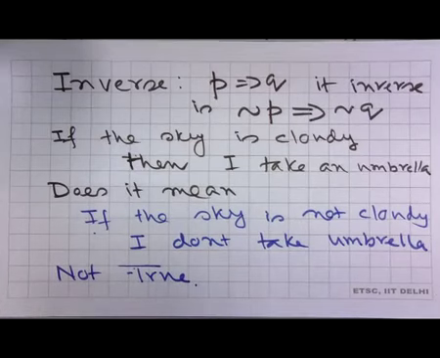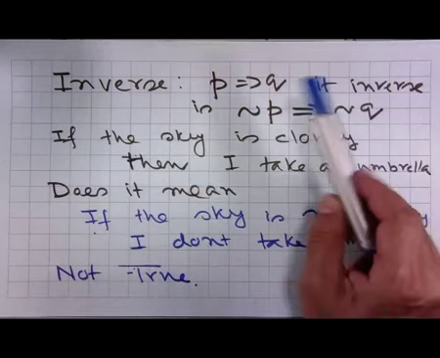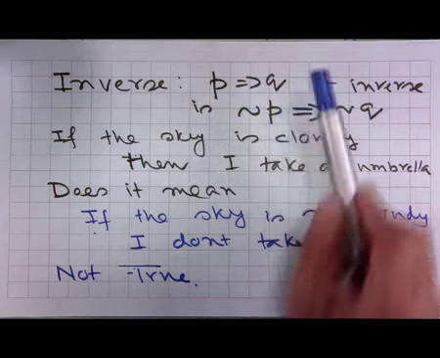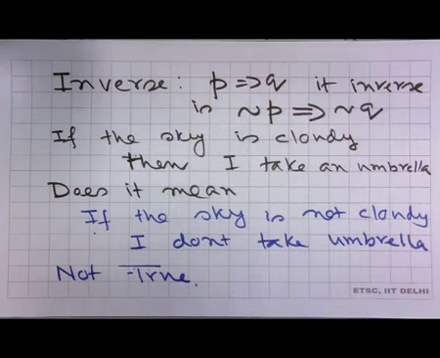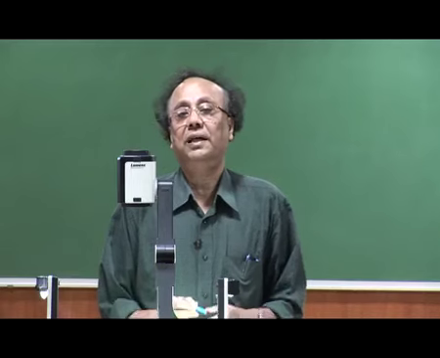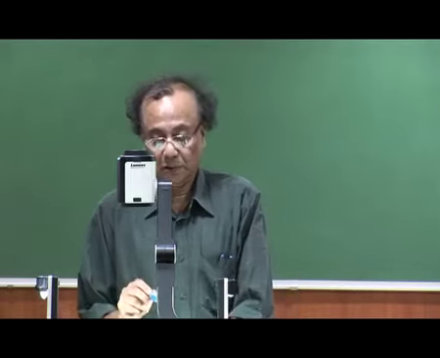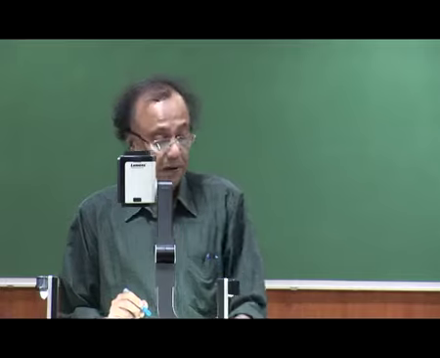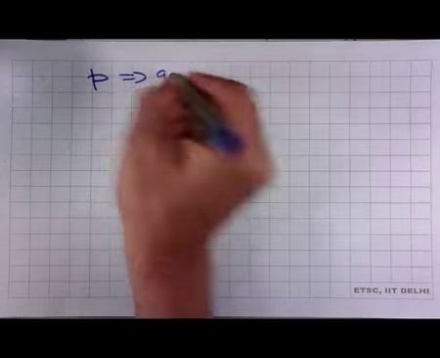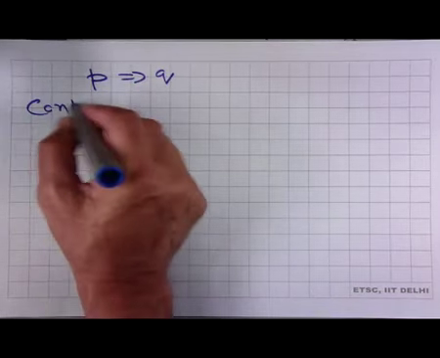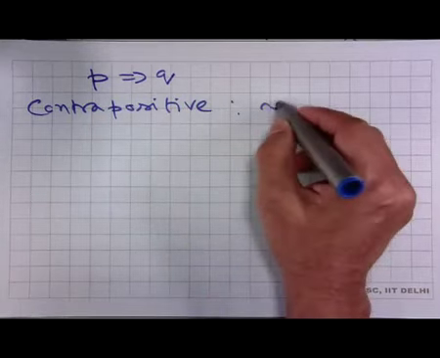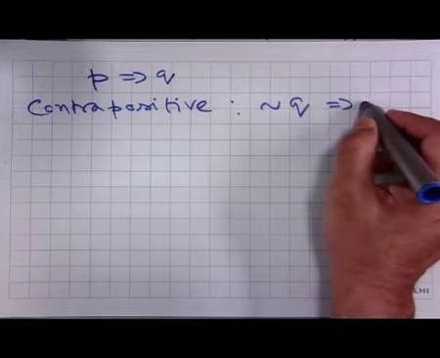So, when it was the converse, we were talking about whether me carrying an umbrella means it is cloudy. That is not true. Similarly, if the sky is not cloudy, that means that I don't take an umbrella. That is also not true. Therefore, what can we infer from P implies Q? The contrapositive. Let us look at it. Contrapositive means not Q implies not P.